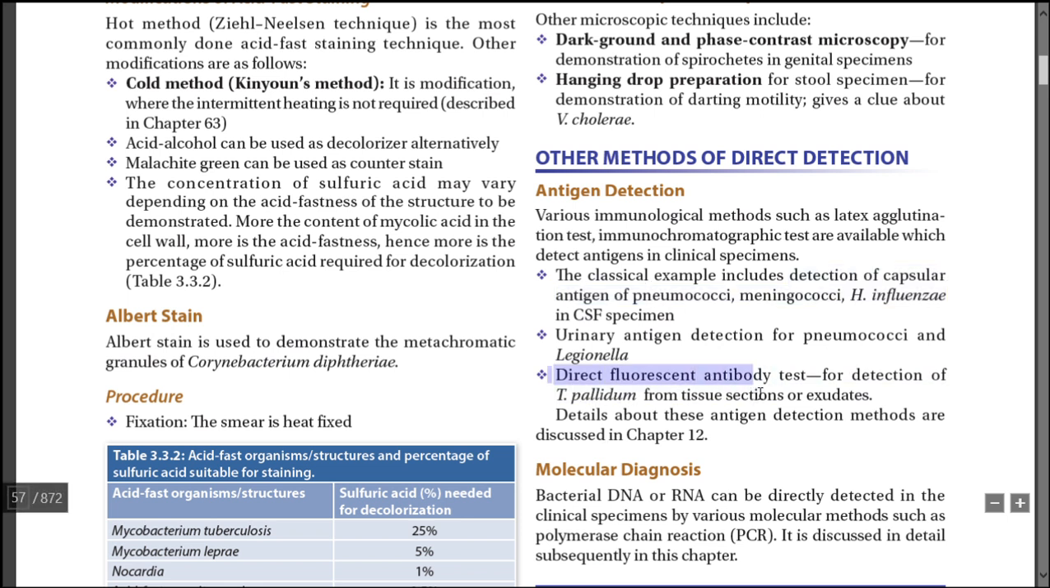You can remember names for detection of Treponema pallidum. So what is the test? This is important. Test for detection of Treponema pallidum. Treponema pallidum is a bacterium which causes syphilis, a sexually transmitted disease. For this, the test used to detect the presence of Treponema pallidum is the direct fluorescent antibody test.